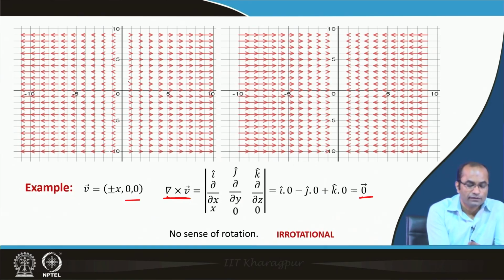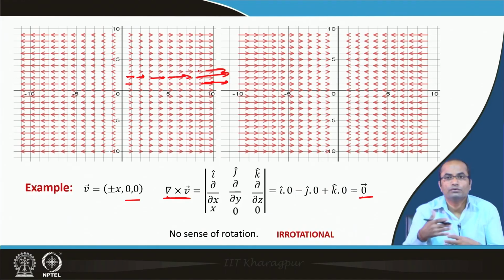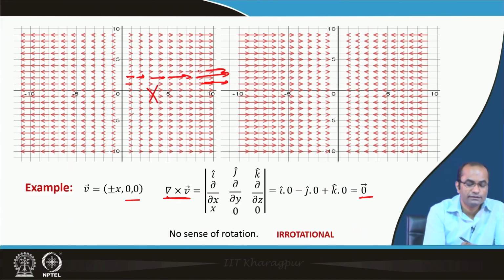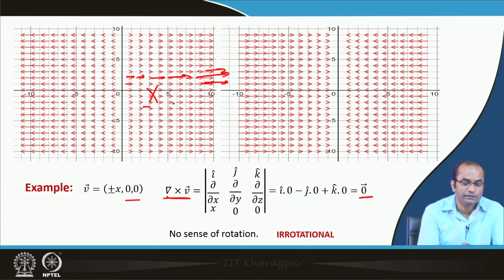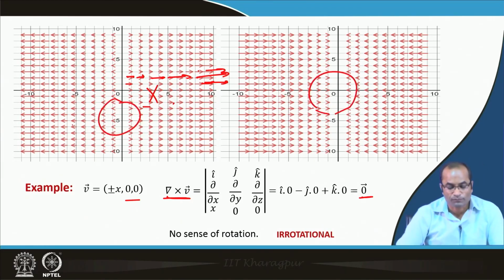So, if this is the flow, the magnitude is just increasing in this direction, and it is the same for the next as well. There is no tendency: if you place some object there, it will not rotate, and similarly here also it will not rotate. We have seen that there was a tendency of the fluid to compress in this case or to expand in this case, but there is no rotation.